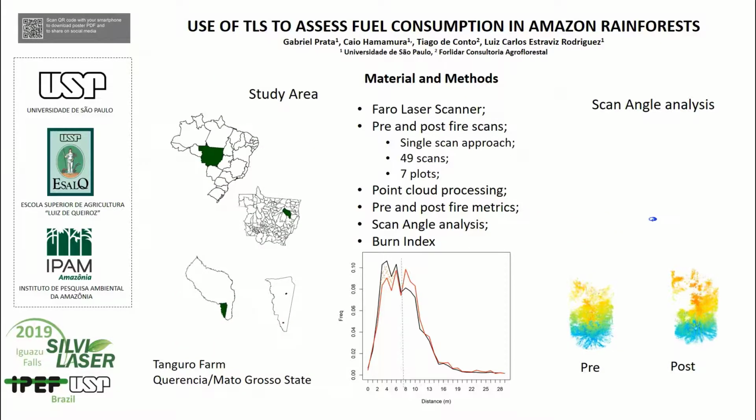Our research was conducted in the state of Mato Grosso, central west of Brazil, in the municipality of Querência, in the Tanguro farm. It's located within the transition zone between the Amazonian and Cerrado biomes, and belongs to the legal Amazonia political division. We used the Faro laser scanner to scan pre- and post-fire plots in a total of 49 scans from 7 different plots.